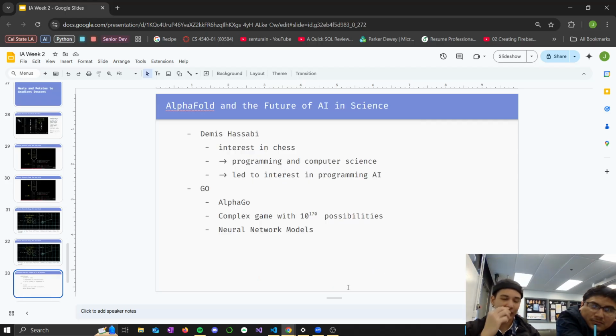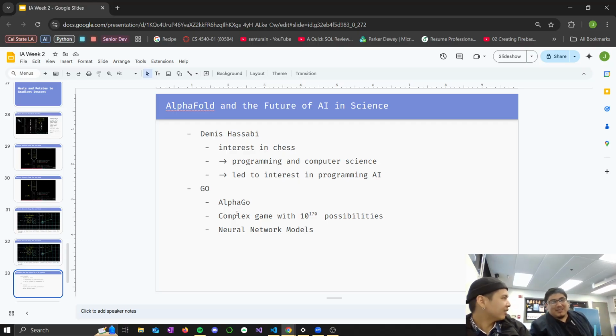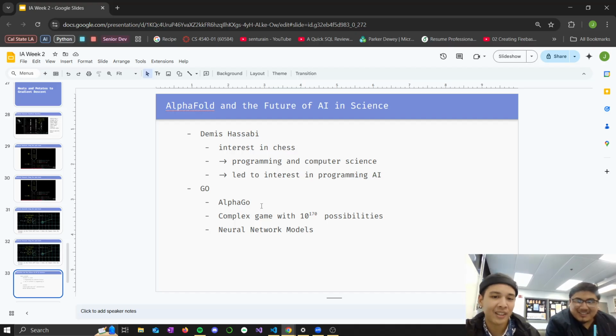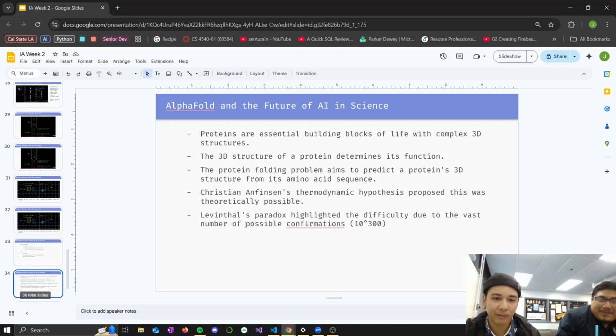And then it goes into this guy named Demis Hassabis. He was just interested in chess, and every intro to machine learning class always mentions chess, because it's like, what if we can create a bot that plays against itself and learns the moves and stuff like that. So of course this guy got interested in programming and computer science, which led to an interest in programming AI, and there was a massive breakthrough with Go. They made a bot called AlphaGo, and Go is a complex game with 10 to the 170 possible positions. AlphaGo was this bot that beat the world champion, and the way it worked was using neural network models. So it was such a breakthrough.